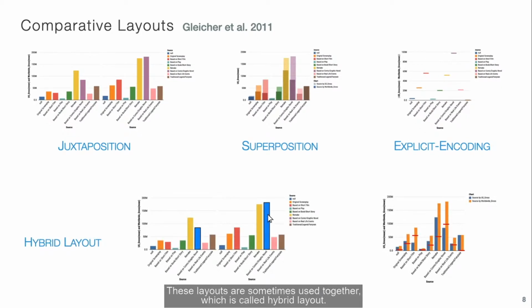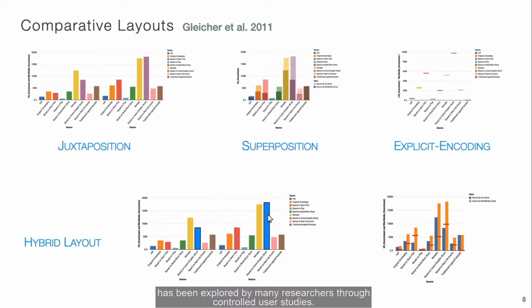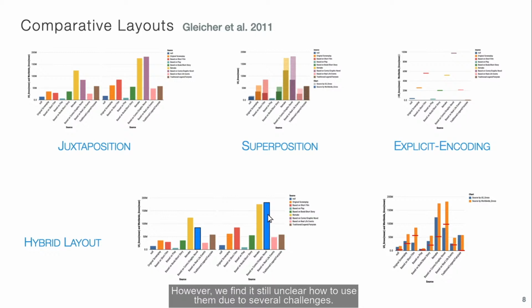These layouts are sometimes used together, which is called hybrid layout. For example, in addition to juxtaposing two bar charts, you can use an additional explicit encoding for visual linking or showing subtraction values. For the last decade, these layouts have been used in many applications, and their usefulness has been explored by many researchers through controlled user studies. However, we find it still unclear how to use them due to several challenges.